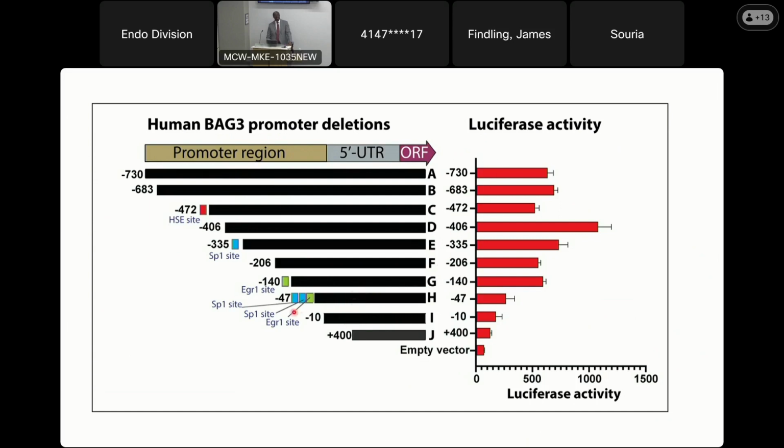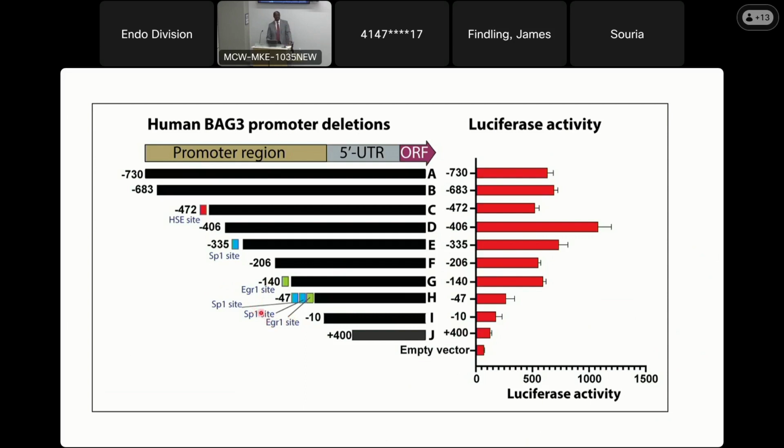reporter activity. And what you see is robust luciferase activity when you have the full length. And as you lose different segments of the promoter, you can see loss of activity. This allows you to then identify regions of the promoter that are important. And then you can look at the sequence of the promoter and identify transcription factors that bind to those regions to try to begin to identify transcription factors that might be of interest to study in terms of BAG3 expression.